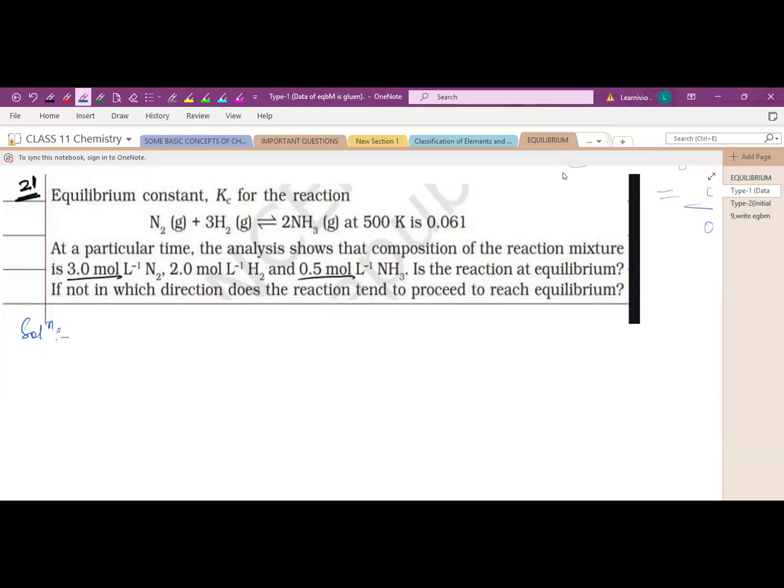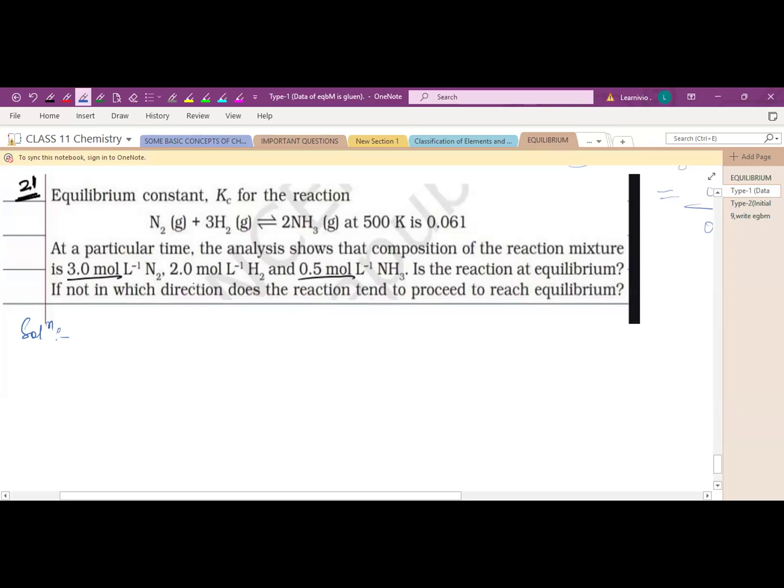Can you explain why you said forward direction? Aman, can you tell me? Neha, Ma'am, because Q is less than K. Q is less than K. Yeah, very good.